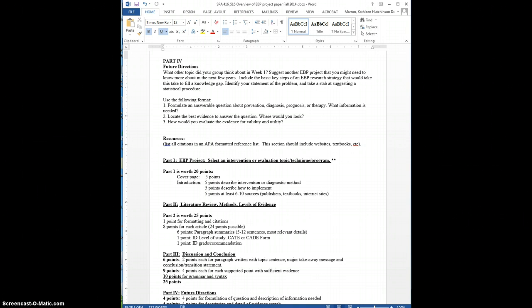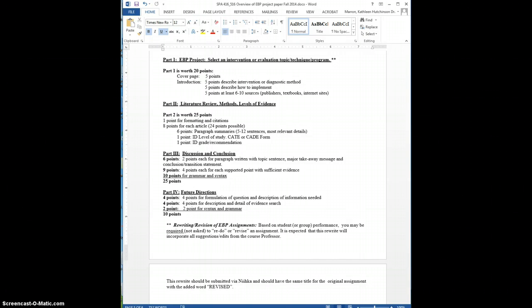Part 4 is a little bit different than traditional research papers. I'd like you to think about what your group did, how you went about your literature search, and then think about what else you would do in the next few years. What other gap in information is there, and how would you approach it in terms of what information you might need, where you would look for the evidence, and then how you would evaluate your findings.